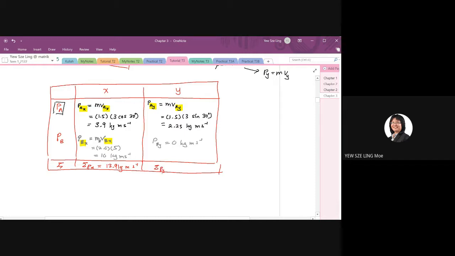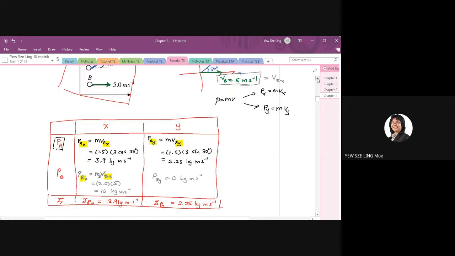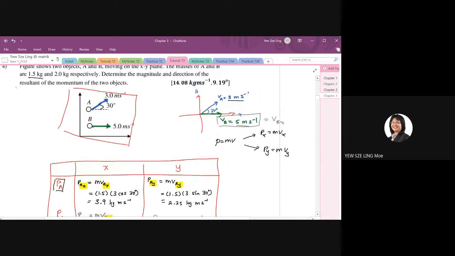So now this is not A or B anymore. This is the total along the y component. It is equals to 2.25 kg ms negative 1. So this is the total along the x component and the total along the y component. So now that you have the x and y components, you can then answer the question, which is the resultant of the momentum.